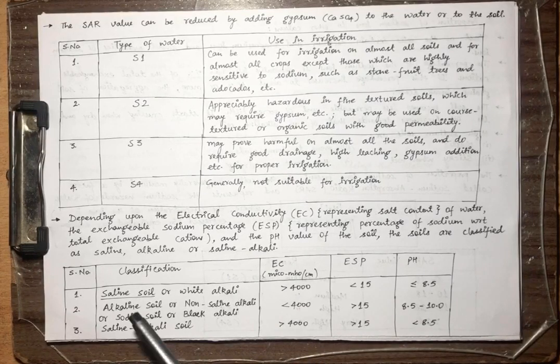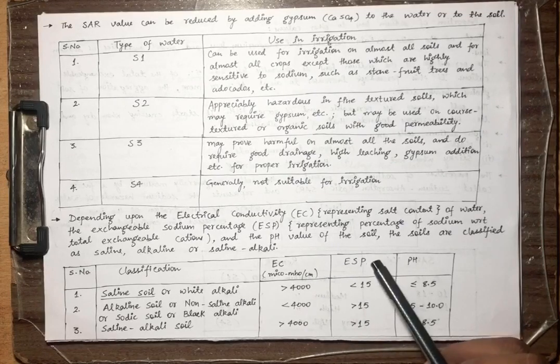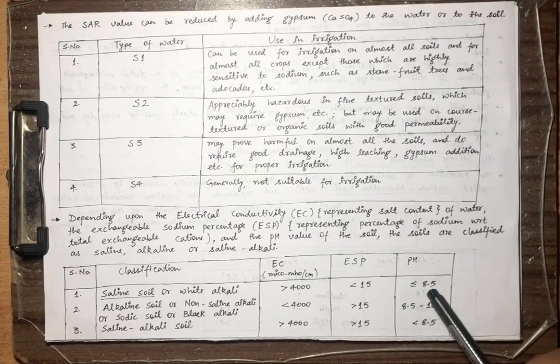So if soil is saline or white alkali, the electrical conductivity is greater than 4000 micromho per centimeter at 25 degrees Celsius, ESP is less than 15, and pH is less than or equal to 8.5. If these conditions are there for a particular soil, then we classify that soil as saline soil or white alkali.